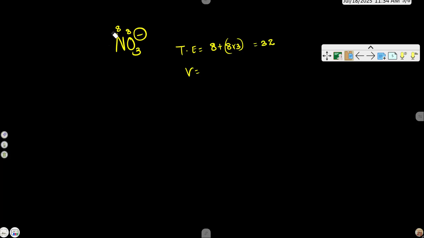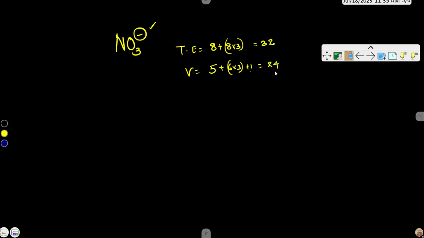Now, after writing this, let us write valence electrons. Nitrogen has 5 electrons. Then each oxygen has 6, into 3. And there is a negative charge present, so plus 1. So 6 into 3 is 18, plus 1 is 19, plus 5 is 24. 24 valence electrons are present.